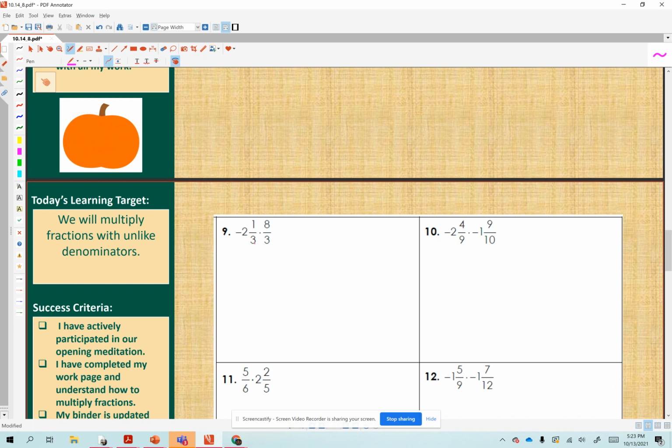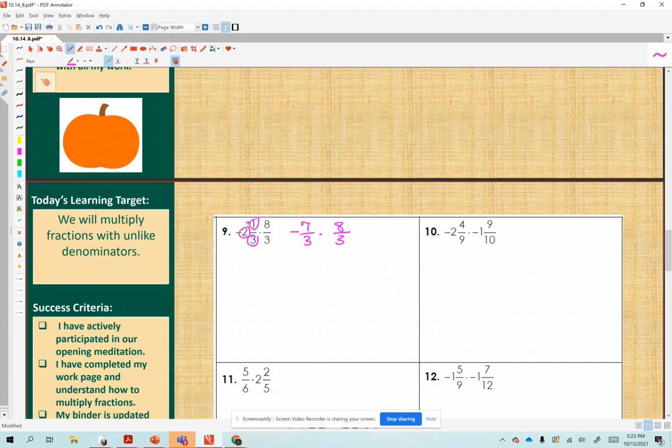We have negative 2 and 1/3 times 8/3. So we'll make an improper fraction of the negative 2 and 1/3. That would give us negative 3 times 2 is 6, plus 1 is 7. So negative 7/3 times 8/3.